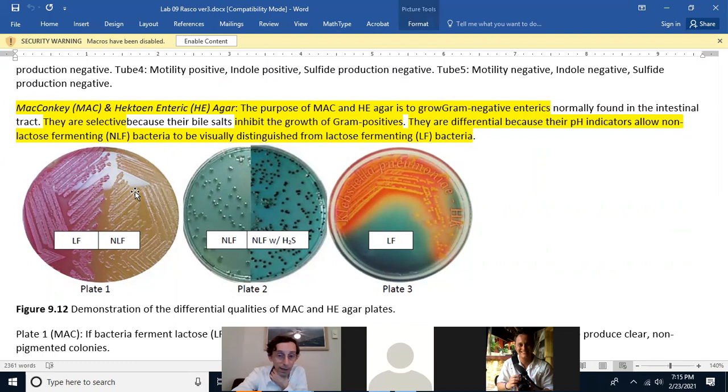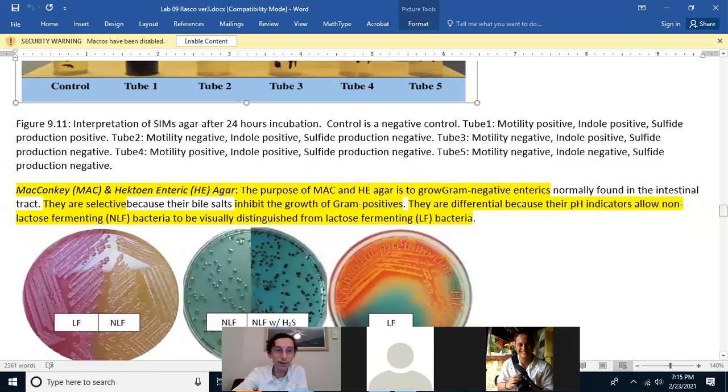On the HE plate, the lactose fermenters are pinkish. The non-lactose fermenters are white. If they produce hydrogen sulfide, there will be black colonies on the HE plate. All right, any questions about MacConkey's and HE?